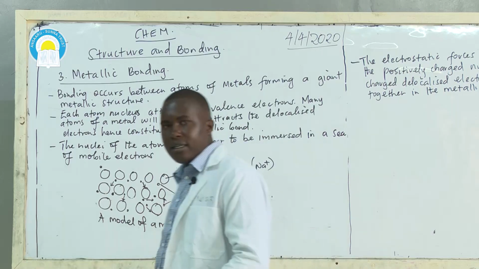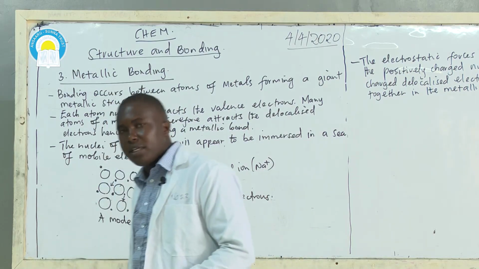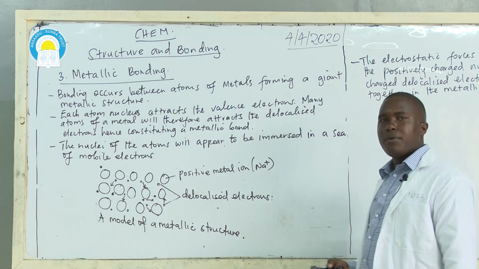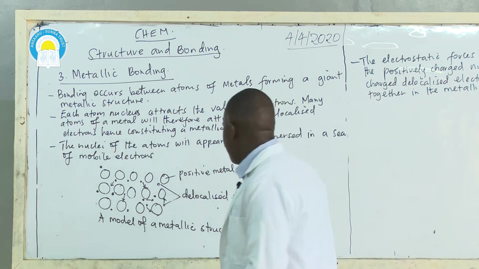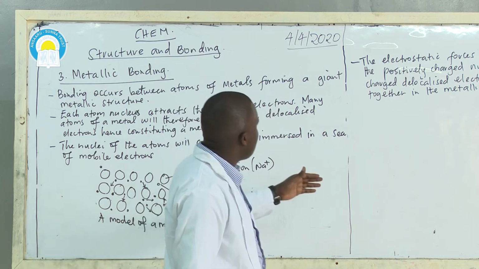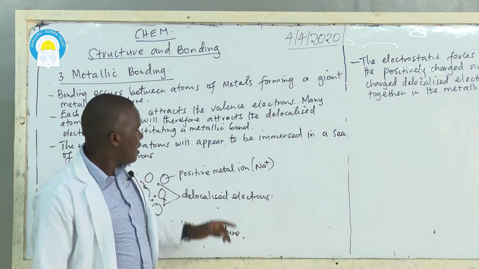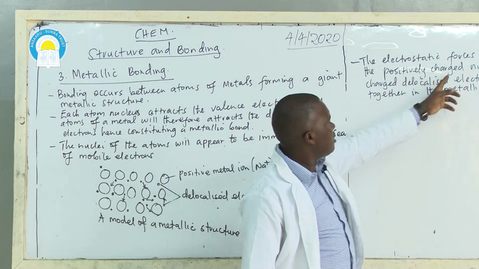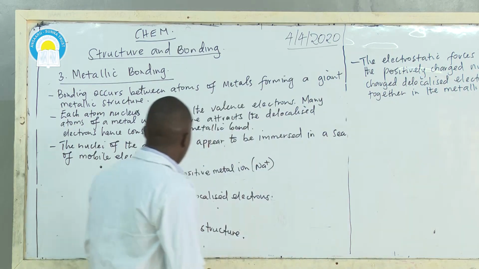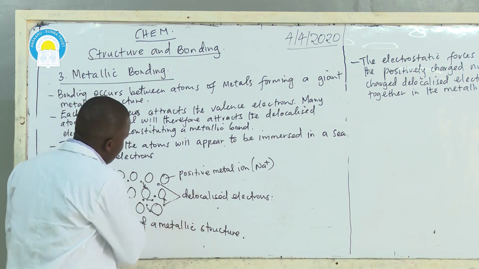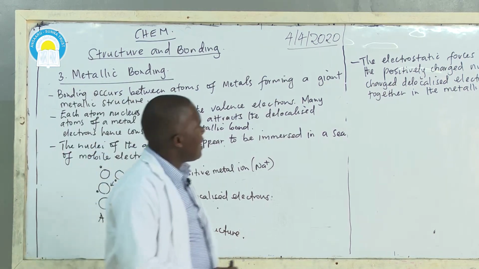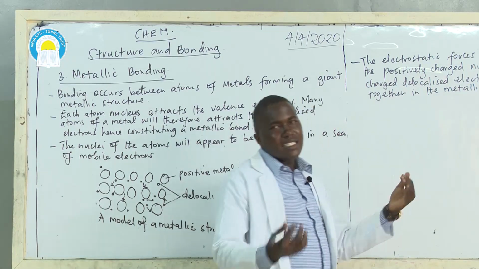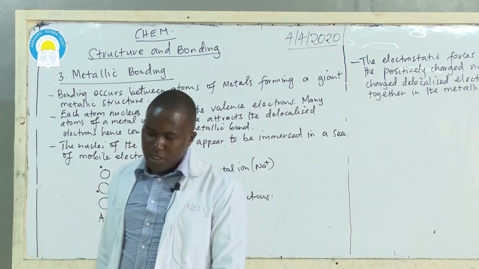So when the pattern of metallic bonding is repeated continuously, you will end up with a giant metallic structure. So we are saying that what constitutes a metallic bond is the electrostatic force of attraction between the positively charged nuclei, which is now this one, they are positively charged, and the negatively charged delocalized electrons. That kind of attraction is what will constitute a metallic bond.